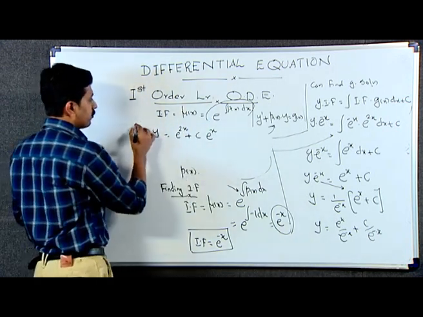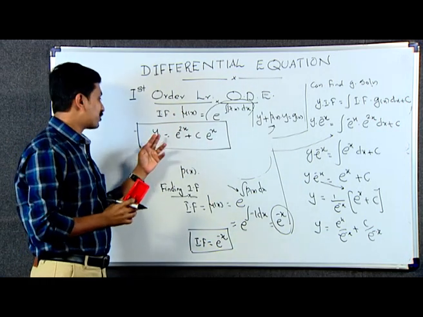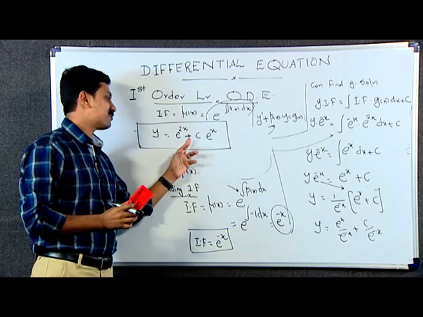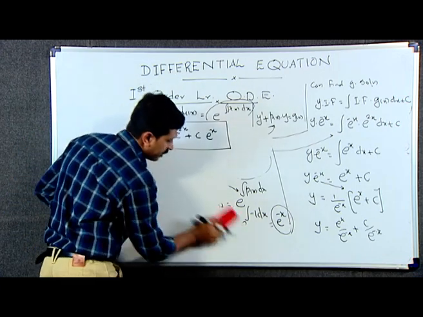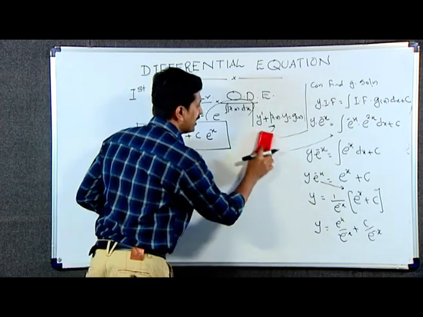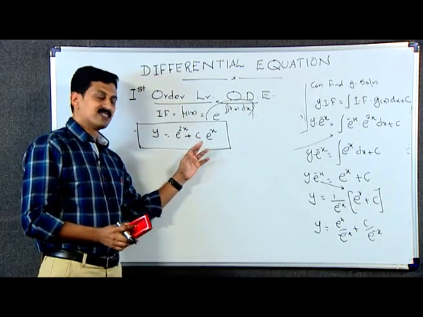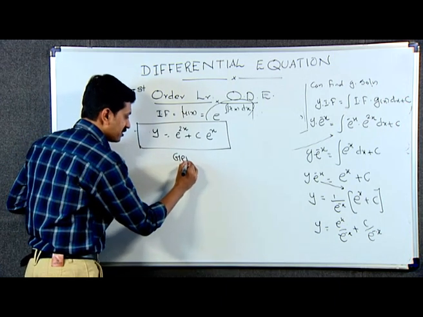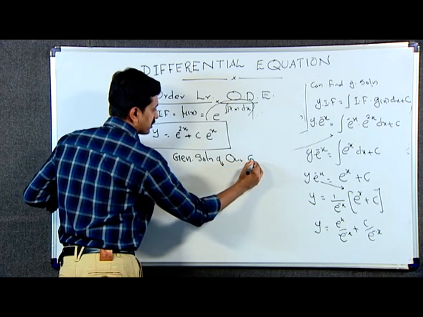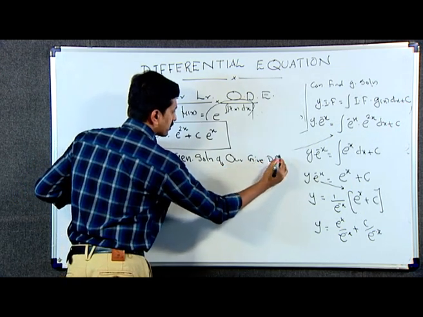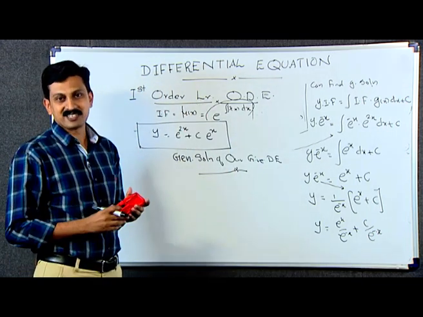So, now we have arrived at our solution. Our solution is y is equal to e raised to 2x plus c into e raised to minus x. In our question, we did not mention the initial condition, that is why we are unable to find the particular solution. This is the general solution of our given differential equation. And the given differential equation is an ordinary linear differential equation.